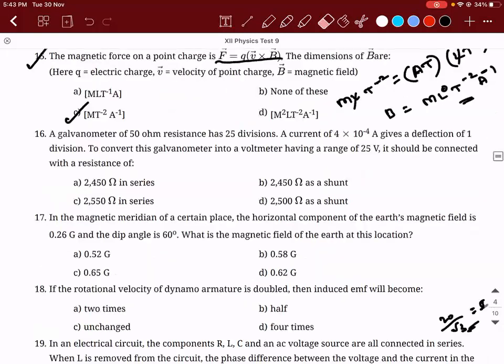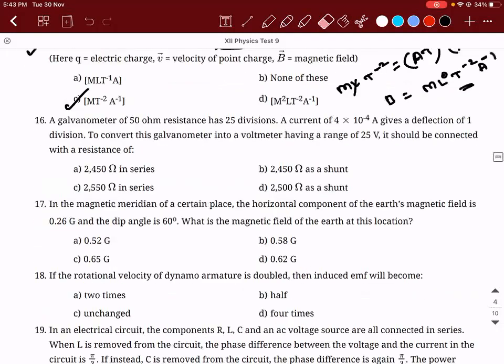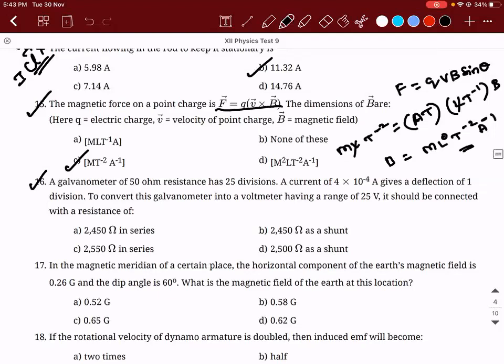I hope most of you would have got it right. 16th. There is a galvanometer of 50 ohm resistance and has 25 divisions. A current of 4 into 10 power minus 4 ampere gives a deflection of 1 division. To convert this galvanometer into a voltmeter having a range of 25 volt, it should be connected with resistance of how much value? Obviously, these two options are eliminated because they use the word shunt. So it should either be this one or this one. What is the right answer? 2450, I think, sir. How did you do it?